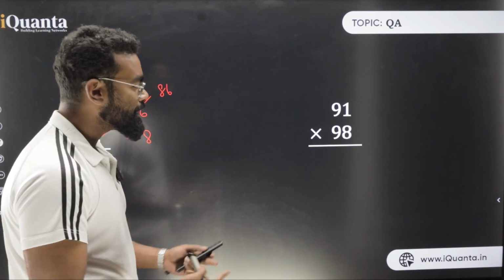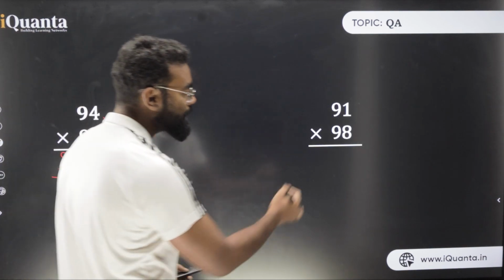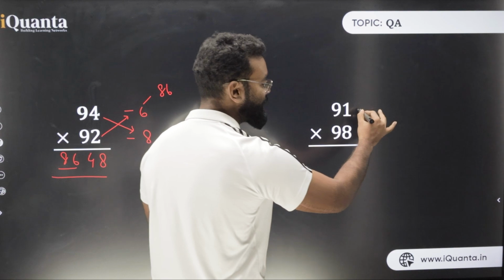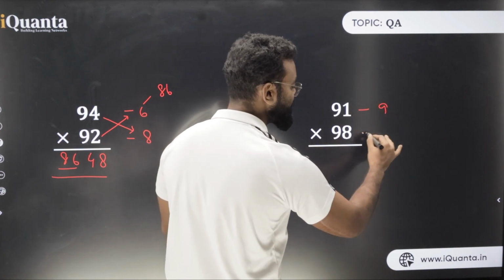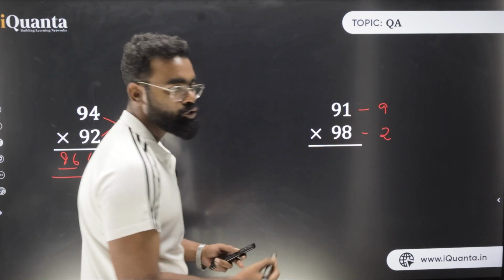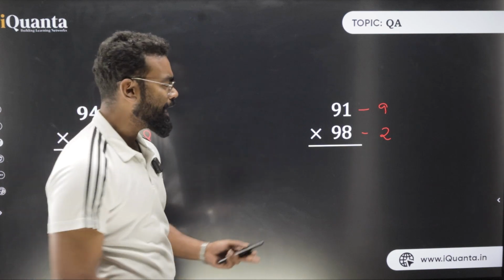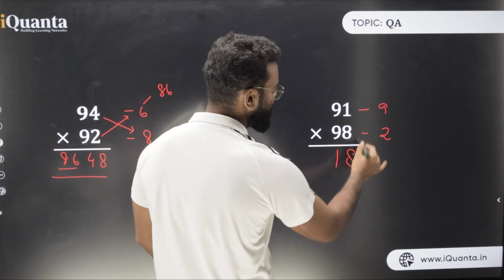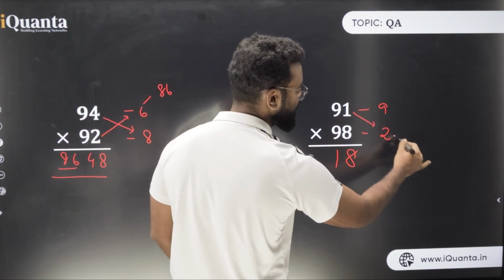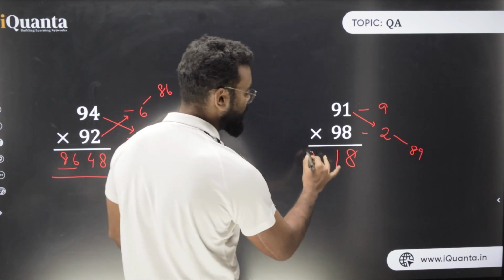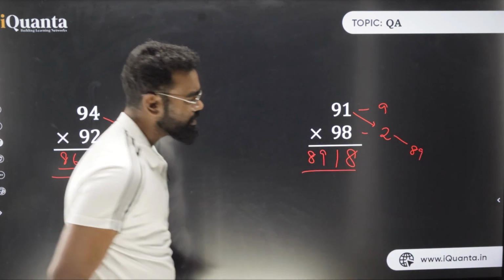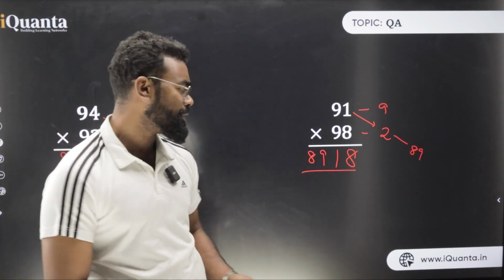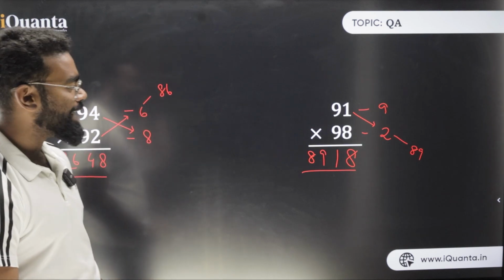I will use another example to make it easier for you. 91 into 98, so 91 is minus 9 and 98 is minus 2. Now what is 9 into 2? Minus becomes positive, obviously. So 9 into 2 is 18. Now let's do 91 minus 2. How much is it? 89. So write down 89 here. So your answer is 8918. In fact, you can do 98 minus 9 also, which gives you the same value, 89. So the answer is 8918.